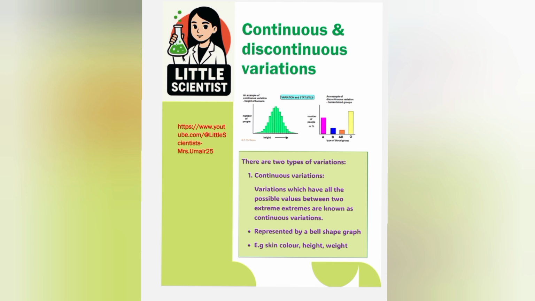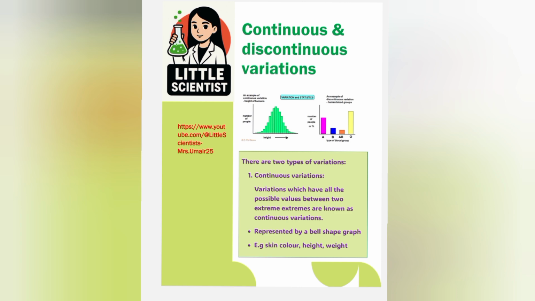Continuous variations are variations which have all the possible values between two extremes. They are represented by using a bell graph. Examples are skin color, height and weight.